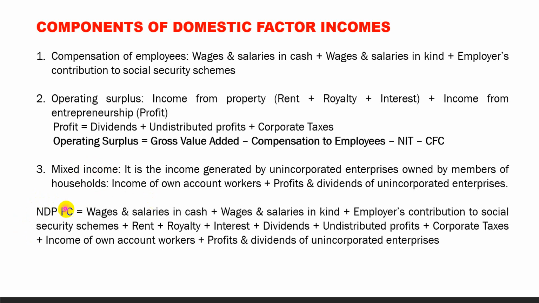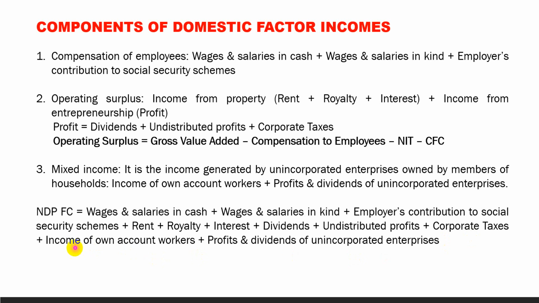So how do we calculate national income? First, under this method, we have to find out NDPFC. NDPFC is equal to compensation of employees plus operating surplus plus mixed income. Now, compensation of employees is equal to wages and salaries in cash, wages and salaries in kind, and employers' contribution to social security schemes. Up to this is the income from work. Then we find operating surplus: rent plus royalty plus interest plus profit, and profit is equal to dividends, undistributed profit, and corporate taxes.